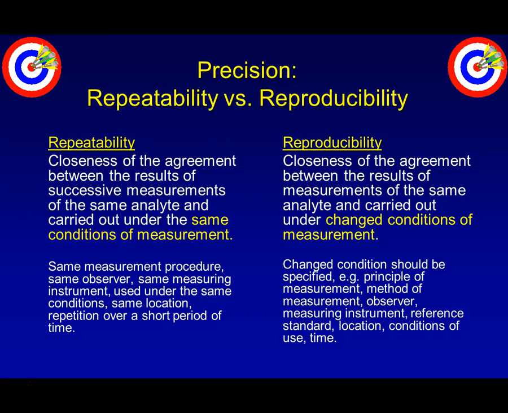Precision is actually also 2 different parameters. It is repeatability, which means the closeness of agreement between the results of successive measurements of the same analyte carried out under the same conditions of measurement. And reproducibility is the closeness of agreement between the results of measurement of the same analyte carried out under changed conditions of measurement.